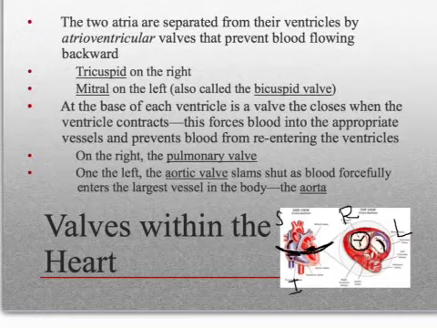There are similar structures within the ventricles. So the ventricles eventually lead to big blood vessels, and it's important that once the blood goes into the blood vessels, it stays in the vessels. It doesn't go backwards into the heart. And so there are little valves you can see here.